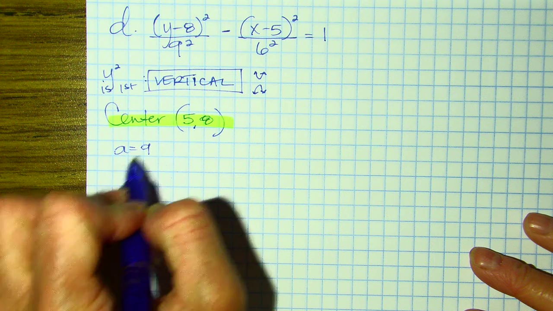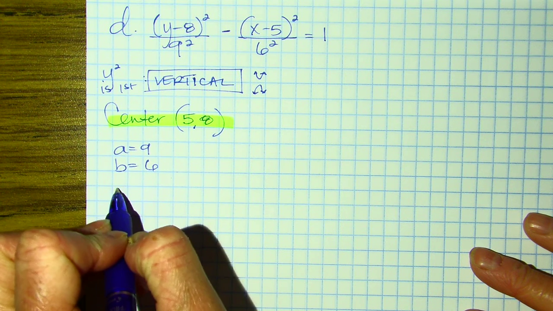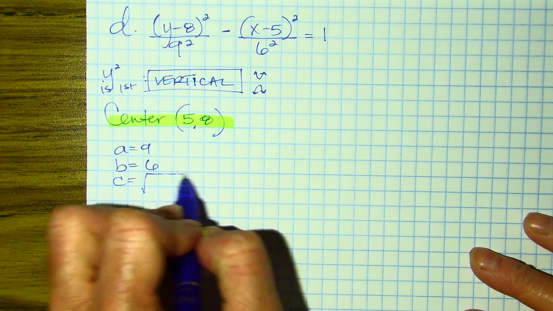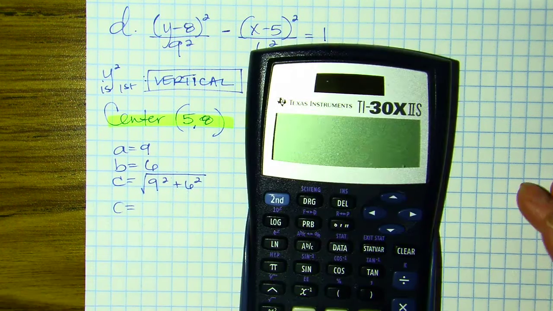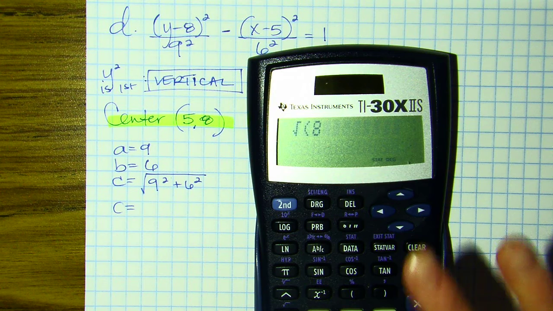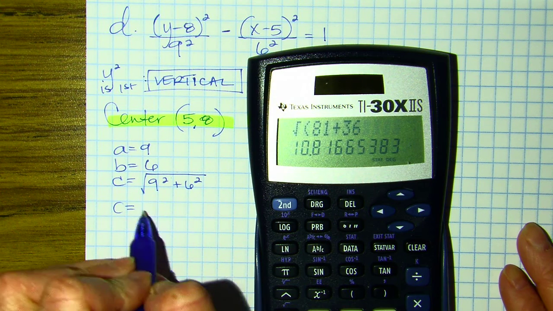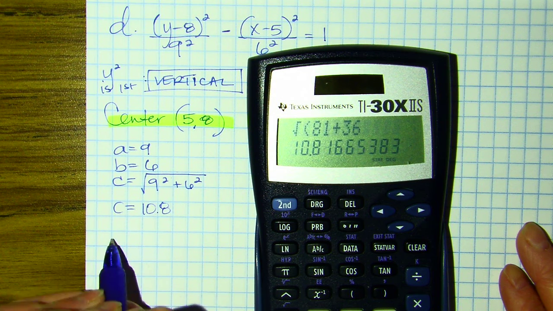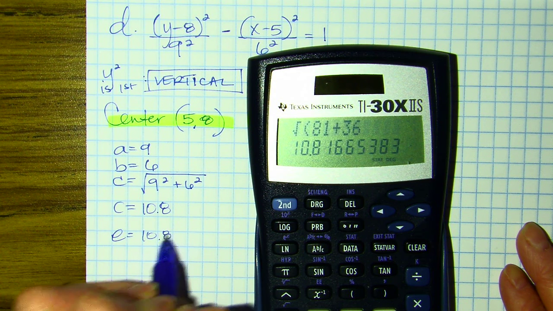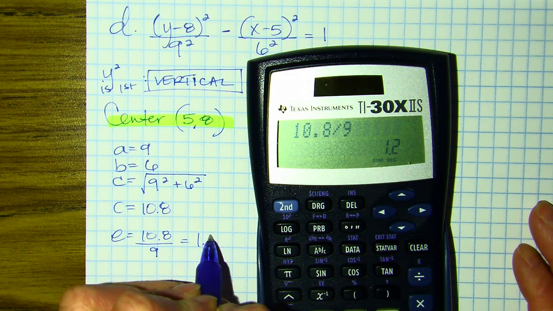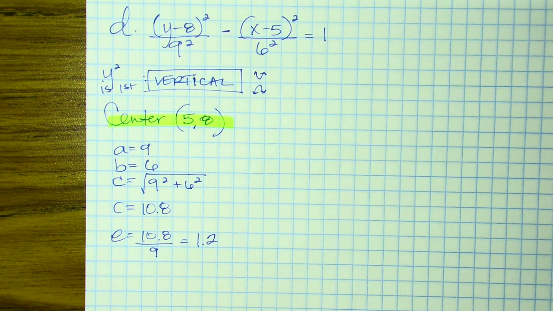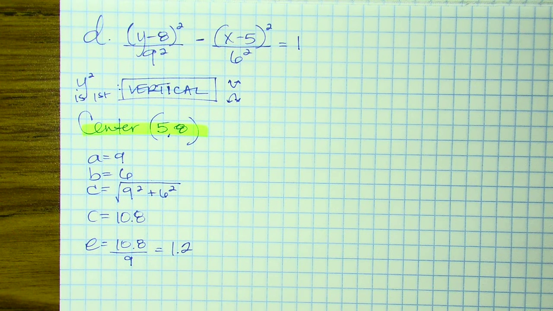A is 9, B is 6, C is the square root of a squared plus b squared. So C equals the square root of 81 plus 36, which is 10.8. E equals C over A, so 10.8 divided by 9. And again, I get 1.2. And then I'm going to graph. So again, remember, this is vertical. My center is at 5, 8.